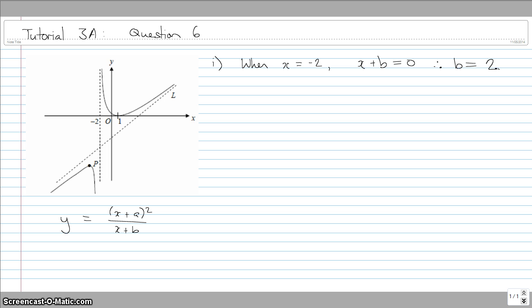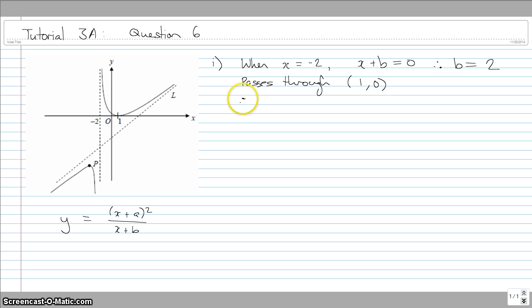How about finding the value of a? Well, to find the value of a, you need to know that the curve passes through the point. It has a stationary point at (1, 0). In particular, that means that it passes through the point (1, 0).